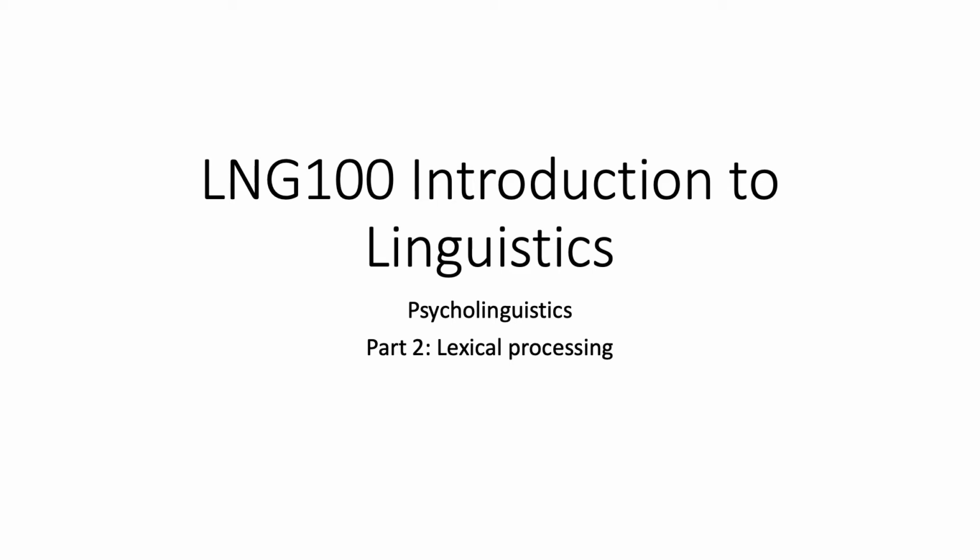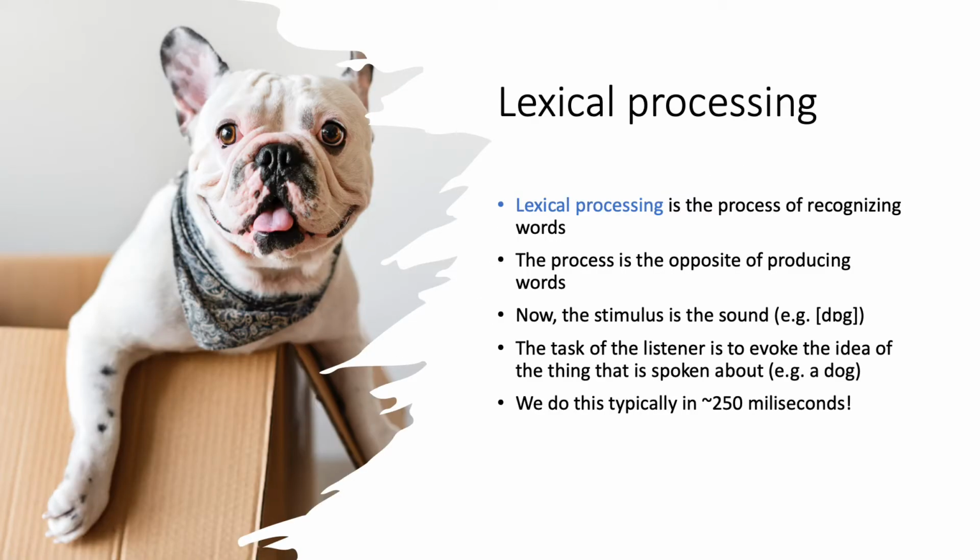In the first part of this lecture, we talked about the process of language production. In this second part of the lecture, I want to tell you a little bit about word recognition. Word recognition, also called lexical processing, is the process of decoding words. The process is the opposite of producing words.